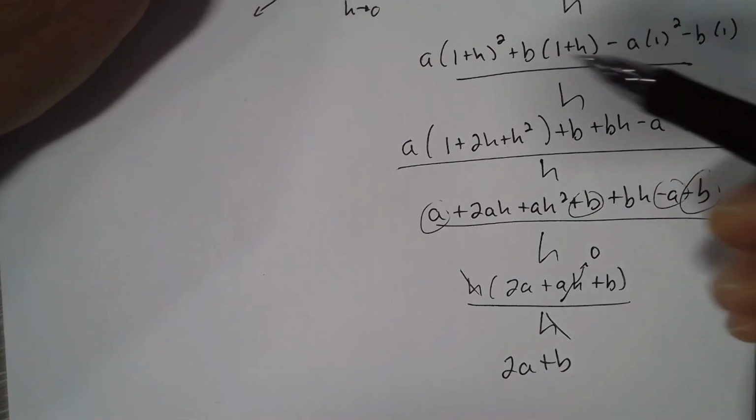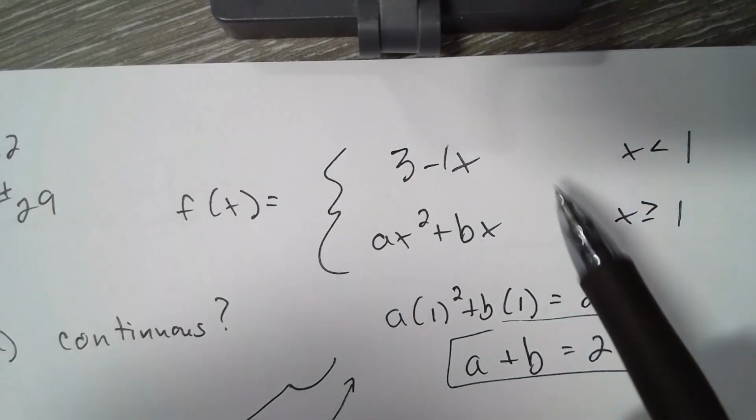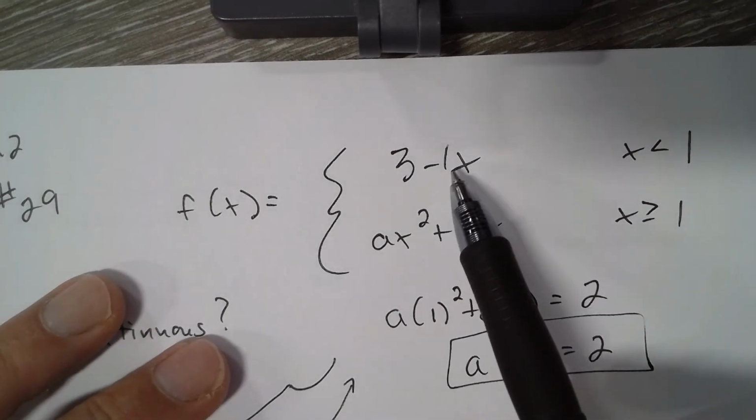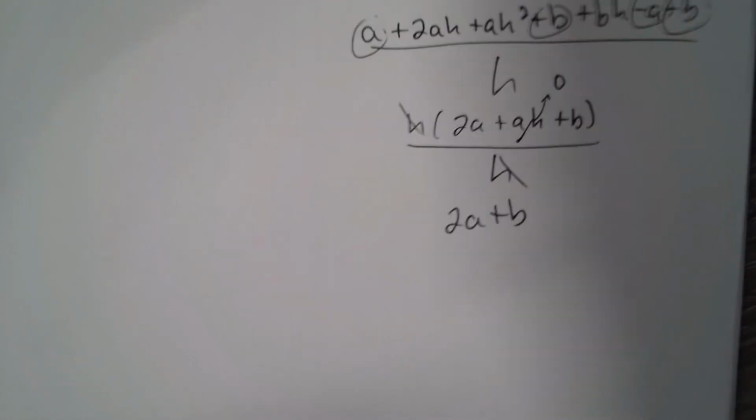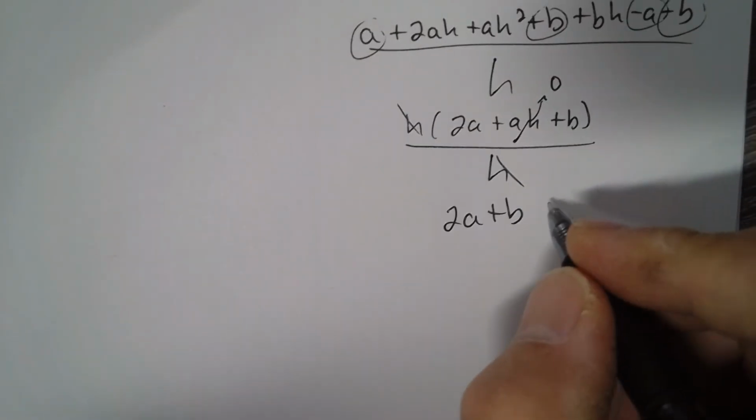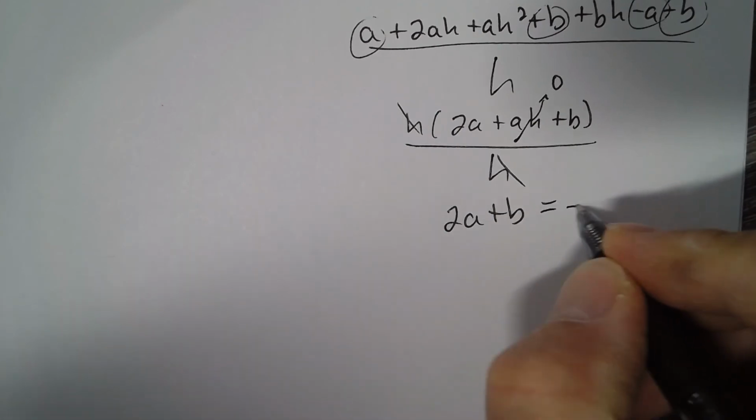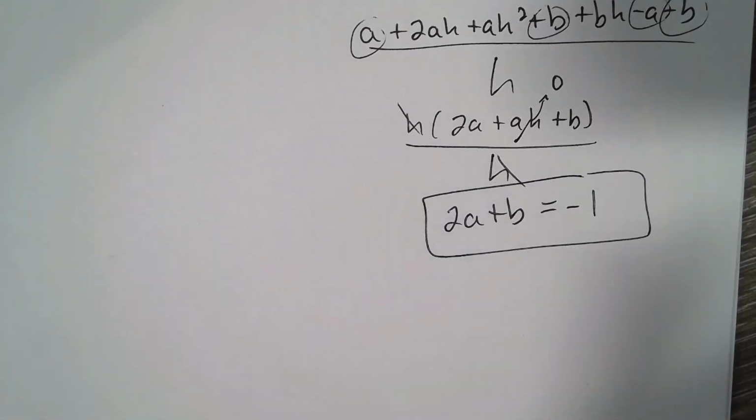And again, that's the derivative at 1, and in order for it to have the same left and right sided derivative there, they both have to have -1. So that's the relationship there. 2a plus b has to equal -1. So that's one equation.